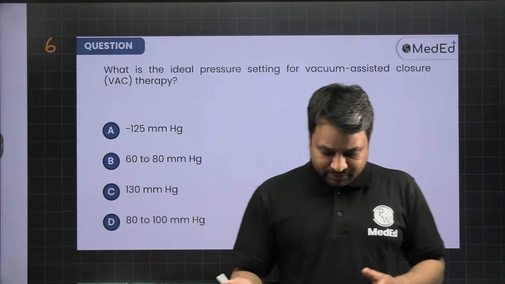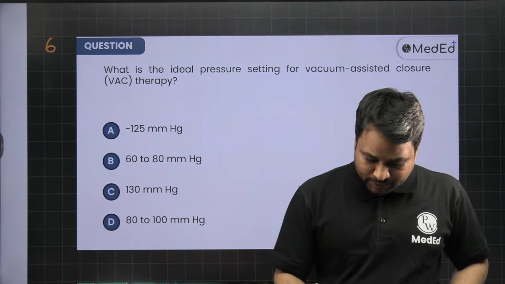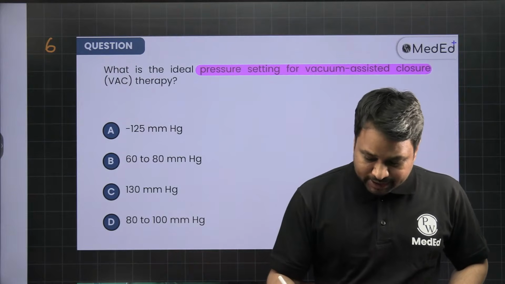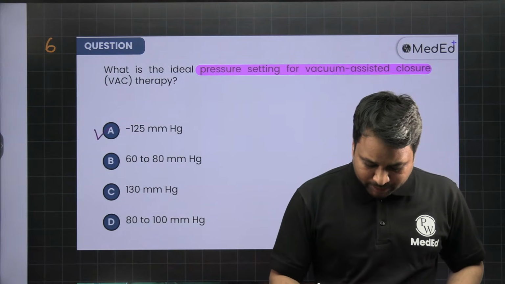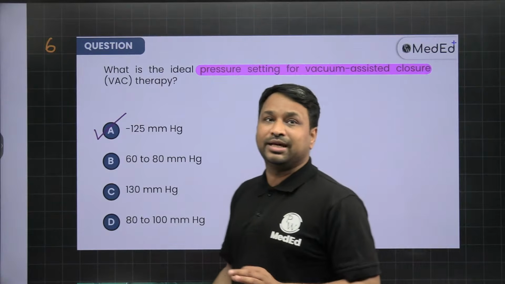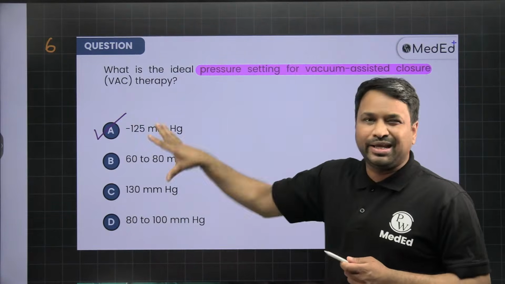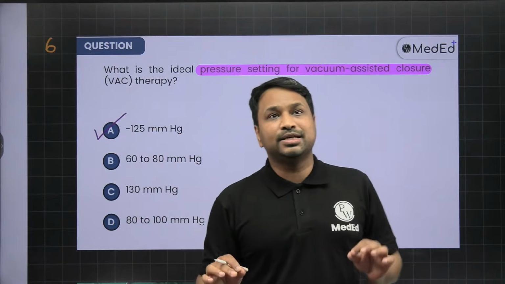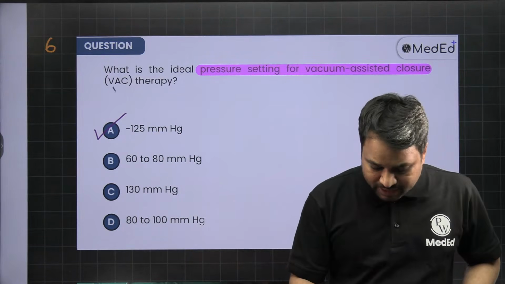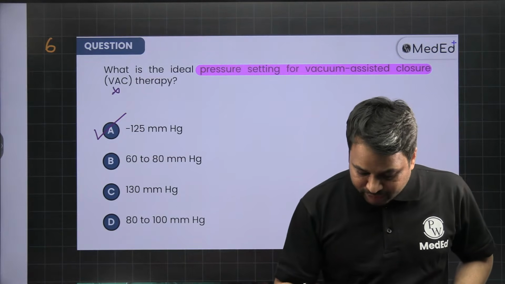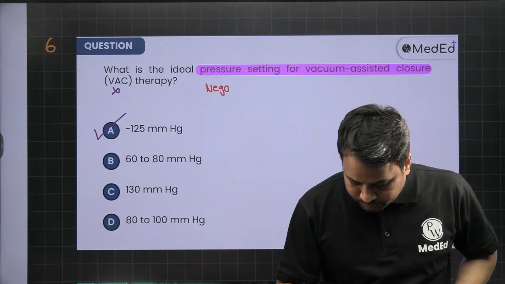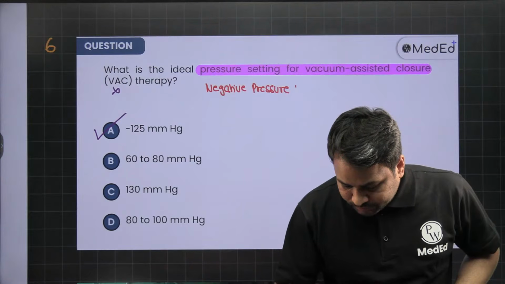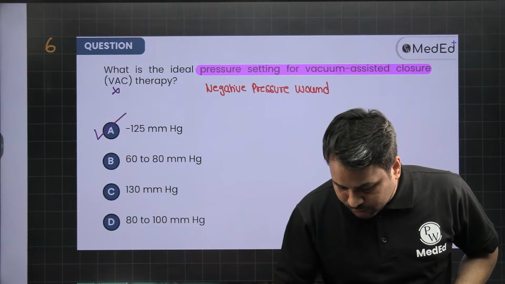Chalo, question number 6. We have just discussed that, right? What is the question? What is the ideal pressure setting for vacuum assisted closure? This was also a previous exam question. It is going to be minus 125 millimeters of mercury. This is the only option in minus. It's a very easy answer to give. It is minus 125 millimeters of mercury applied on an intermittent basis. It is no longer called VAC. VAC is an old term. Now it is called the negative pressure wound closure system.